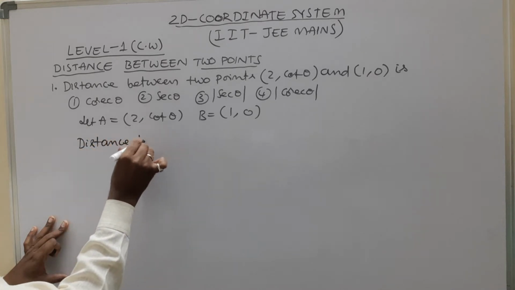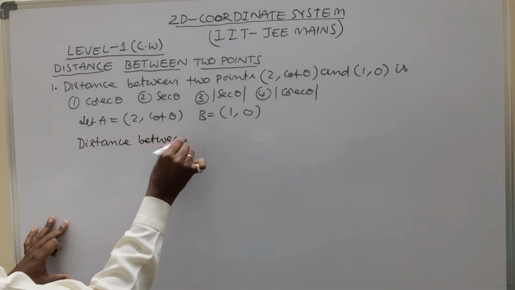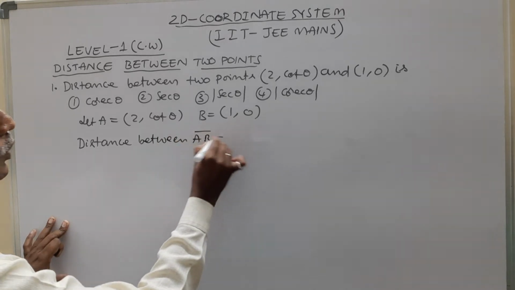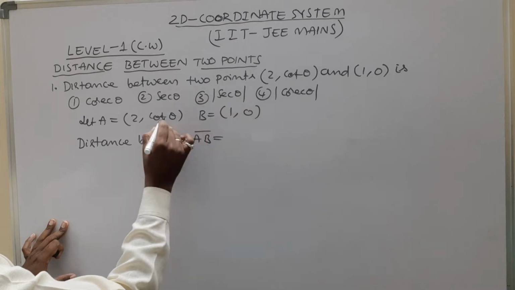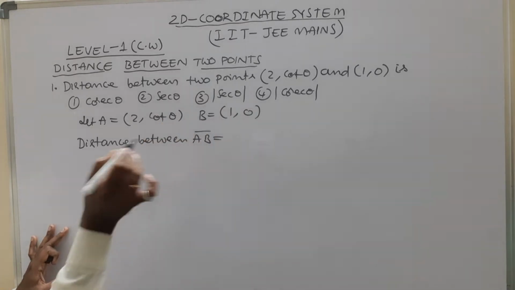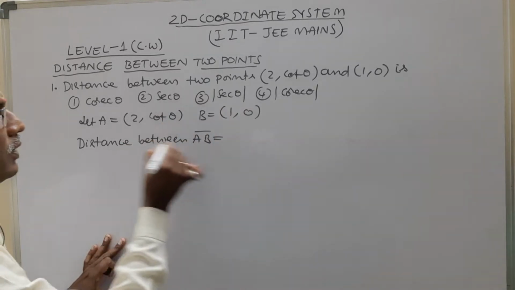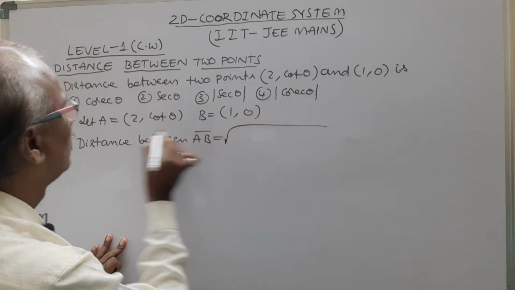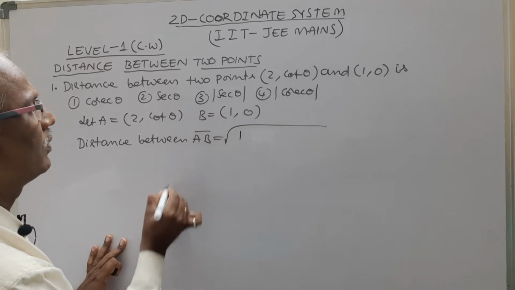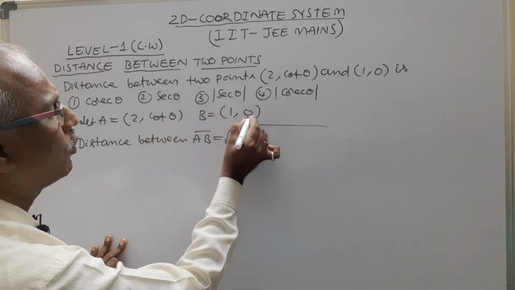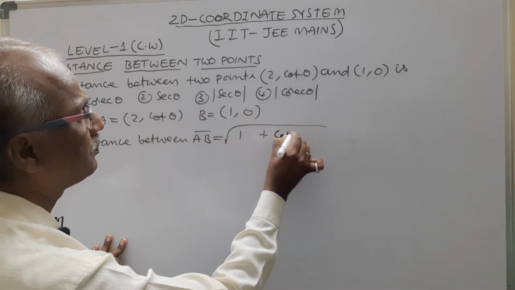The distance between AB, the distance between 2 points, is the square root of the difference of x coordinates whole squared plus the difference of y coordinates whole squared. Here, the square root of (2 minus 1) squared, which is 1, plus (cot theta minus 0) whole squared, cot square theta.